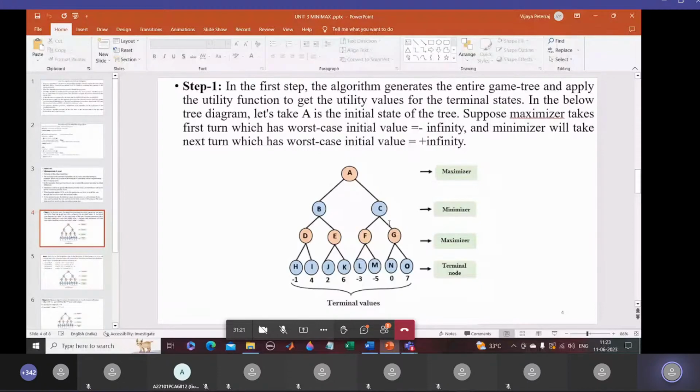What is that? You can see here, A is the initial state of the tree. How many students have joined? I have to take attendance. Can anyone inform me so that I can take the attendance?